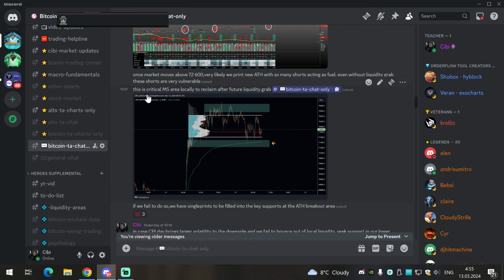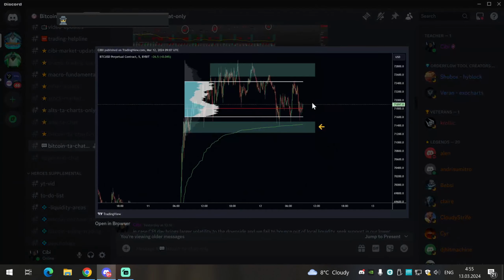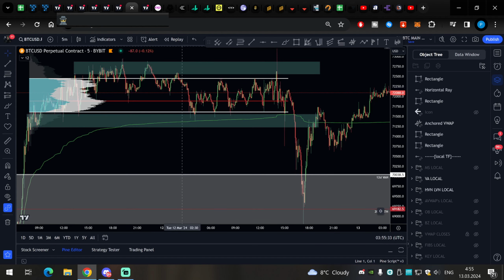So for me, this is the critical market structure area locally to reclaim after the futures liquidity grab. You see the planning power. I'm telling you there is liquidity fuel above us, while price is still over here. And I'm also telling you, if we do a liquidity grab to the downside, I want to see this market structure reclaim and hold. And it actually provided us a scalp a bit later.